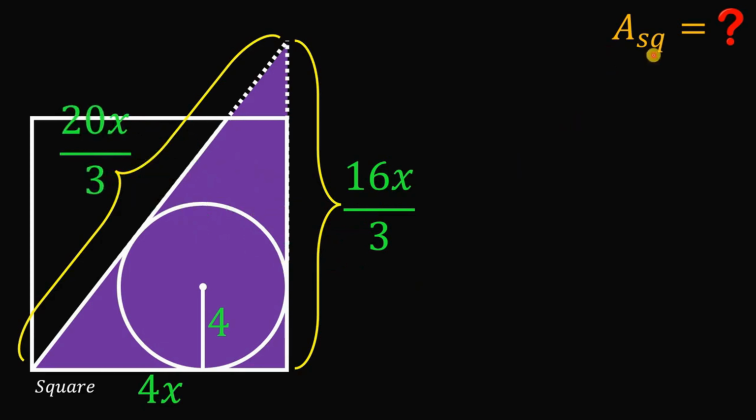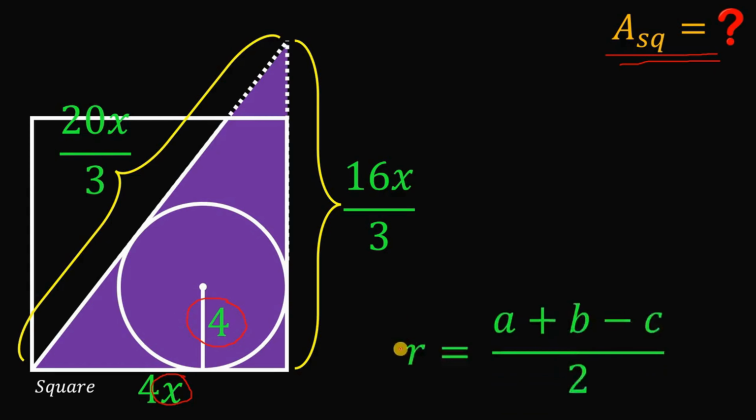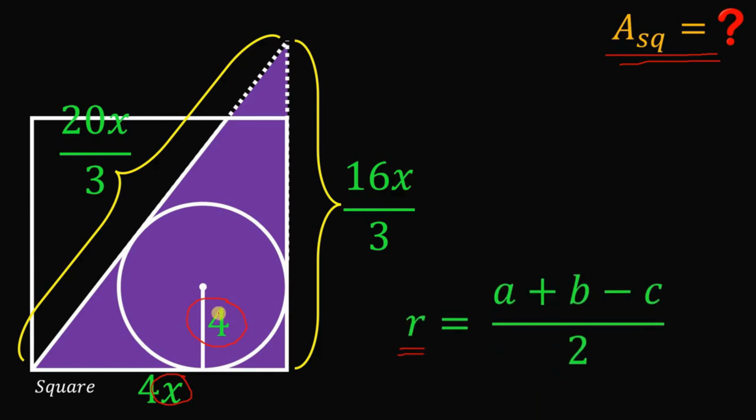Now, don't forget our goal. Our goal is to solve for the area of the square. So we need to find out what is the value of this variable x. Now, given the side length of this right triangle and the radius of the circle inside of it, we can use this property that the radius of the circle inside a right triangle must be equal to a plus b, which are the legs of this right triangle, minus c, which is the hypotenuse, divided by 2.